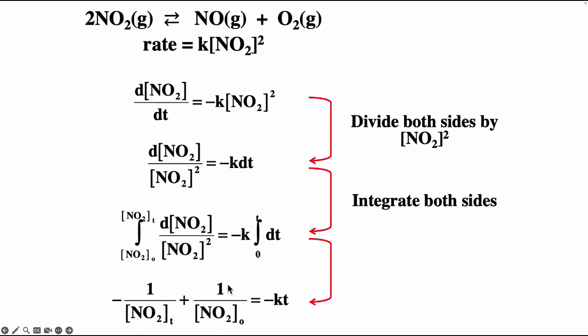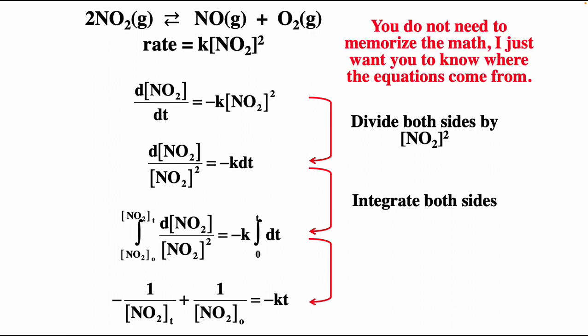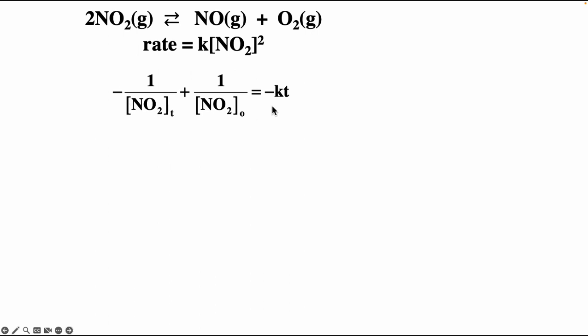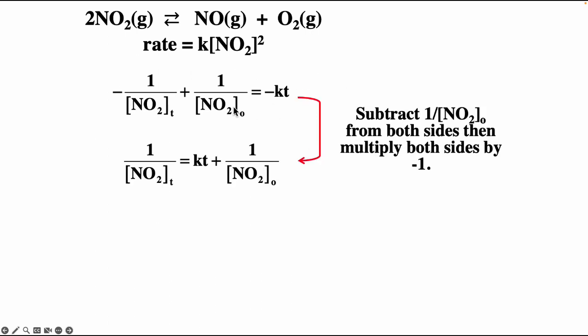And so these equations are only for a second order process. And again, I'm just showing you the math so you know where the equations come from, but you're not responsible for the math. Now if we take this equation on the next slide, and if we subtract 1 over the initial concentration, we get this.